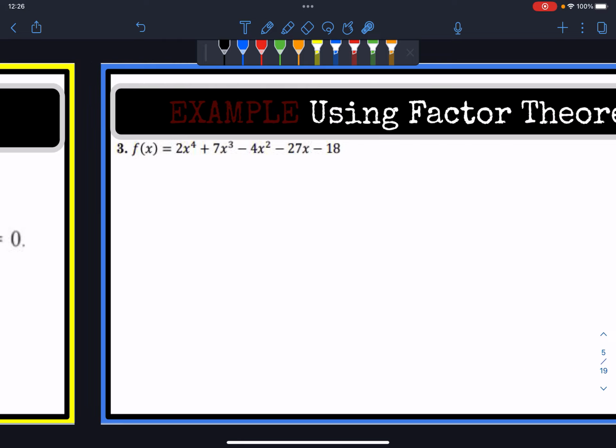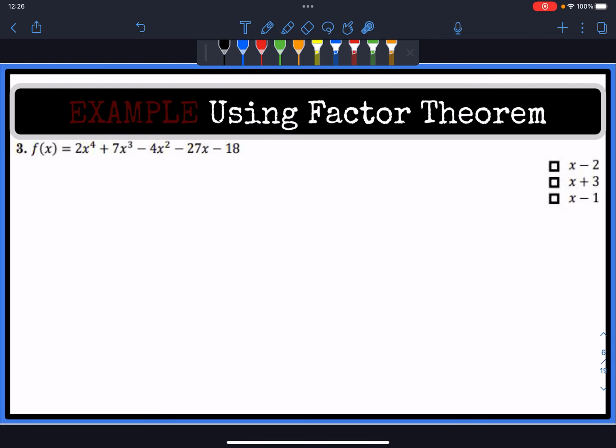So let's look at this example here and let's determine if these three over here are going to be factors to this function f of x, to this polynomial f of x. Well, to do that, using synthetic substitution, we're going to see if our remainder is equal to 0. So since this example is x minus 2, that's my factor, synthetic substitution would make that positive 2. And our coefficients are 2, 7, negative 4, negative 27, and negative 18. This one is not missing any powers.